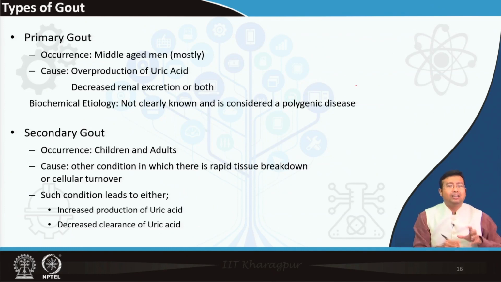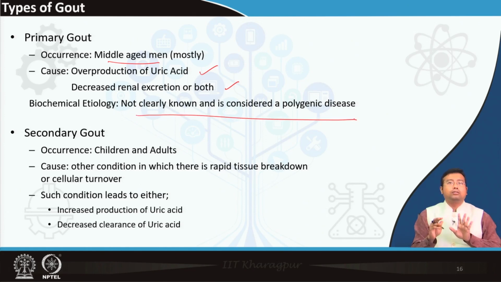Anyway, as I discussed, primary gout and secondary gout. Primary gout is caused by either overproduction or decreased renal excretion, or both. It mainly occurs in middle-aged men. Men are more predisposed, but the biochemical etiology is not known. It is considered a polygenic disease. We cannot clearly pinpoint what problem I am having. Suppose I have been diagnosed with hyperuricemia, just like that. Many individuals get diagnosed with high uric acid just like that. Males, females, irrespective, but males are more predisposed, but we cannot pinpoint a single reason if all other findings are alright.